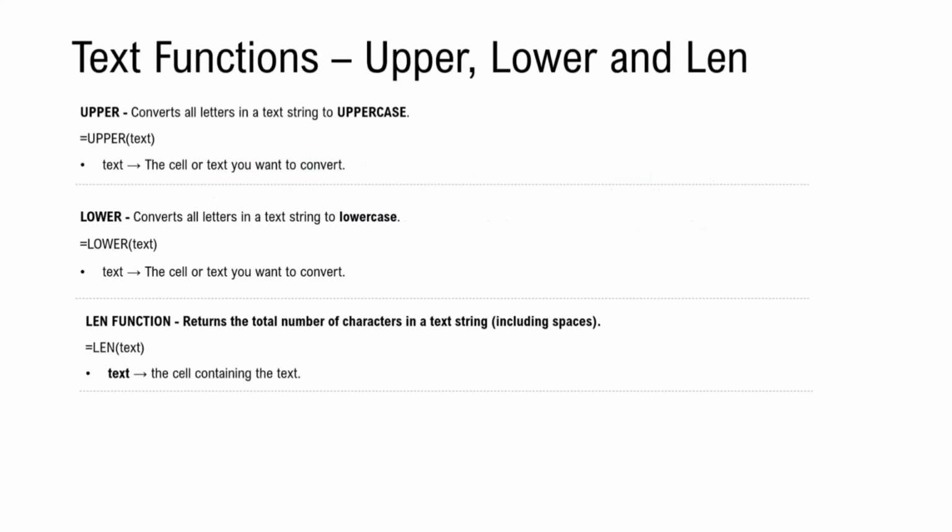Welcome back. In this video, we are going to learn three more text functions which are upper, lower, and len. These functions help us standardize text data and analyze the text length. The upper function converts all text to capital letters, whereas the lower function converts all text into small letters. And the len function returns the number of characters in a text string.